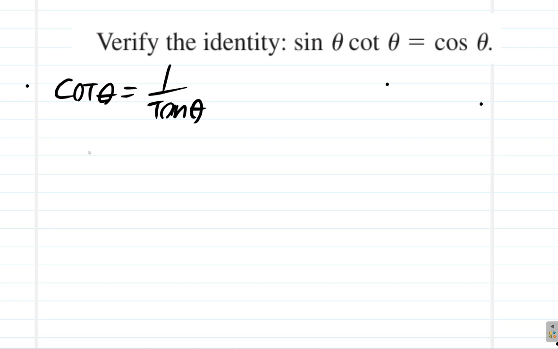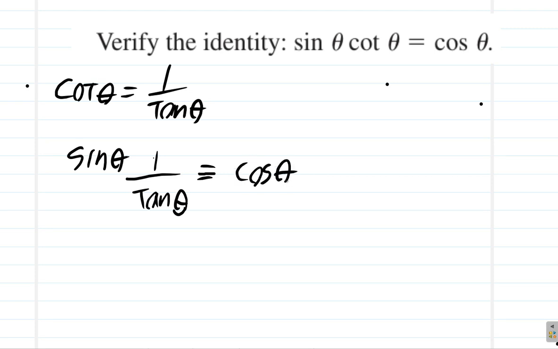You want to look at the side that looks more complicated, so you can simplify it to look like the other side. All right? So, the left-hand side here looks a bit more complicated than the right-hand side. So, I'm looking at the left-hand side and changing that. So, cot theta is 1 divided by tan theta. So, sine theta times 1 divided by the tangent of theta. It uses two lines. I'm going to use three lines, meaning it's identical to cos theta.